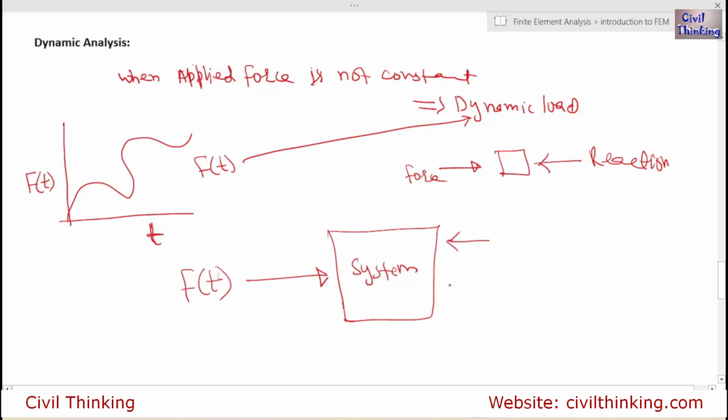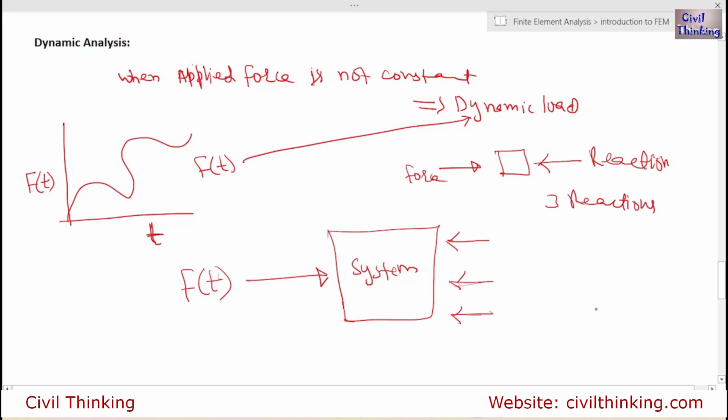I am trying to explain these things in a very simple situation, so that you will understand it and it will stick to your mind forever. Now we have reactions, as expected. We can possibly have three reactions in case of dynamic analysis.